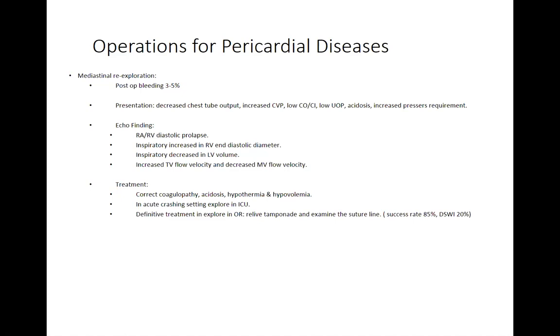How do we treat post-operative bleeding? You have to correct the coagulopathy, correct the acidosis, hypothermia, and hypovolemia. You can give blood products. If the patient acutely crashes in the ICU, sometimes you have to open him in the ICU. And for the definitive treatment, you have to take the patient back to the operating room and check all your suture lines.